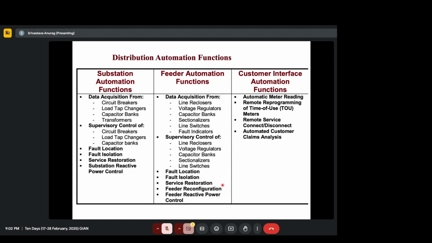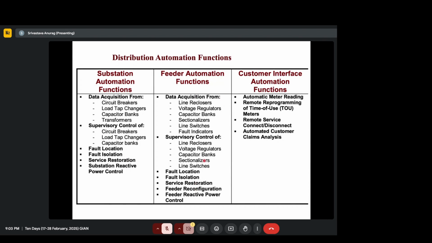So for the different functions that we do, we have to acquire the data, right? Acquire the data from all the sensors, whether it's a circuit breaker, a load tap changer, a cap bank, or a transformer. We need to control, giving the control command back to the circuit breaker, tap changer, and cap bank. We need to locate the fault, isolate the fault, and restore service for all the load which has been out, and also do the reactive power control with the volt-VAR control. So this is the substation level, right?